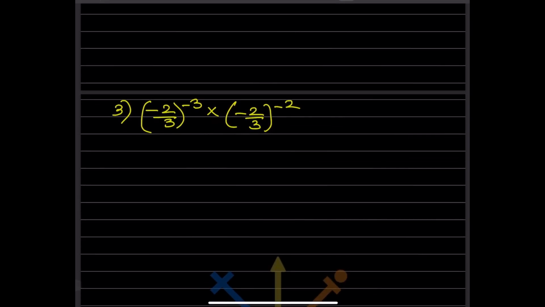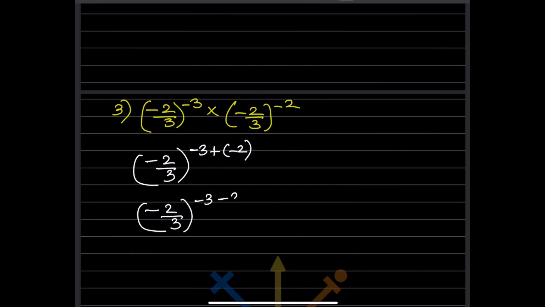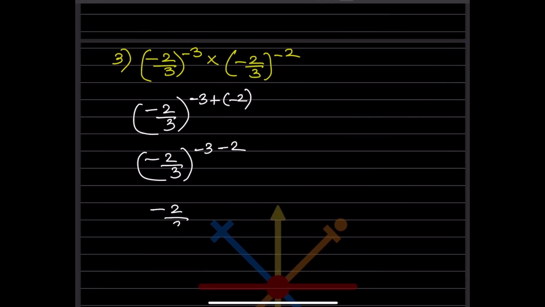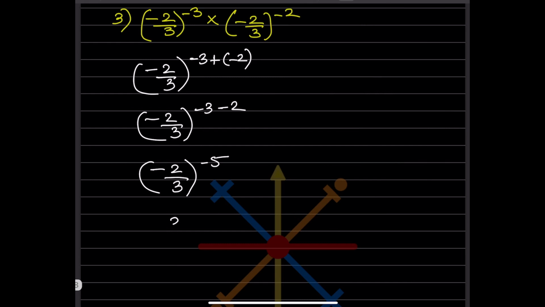Now let us see for this one. So now what we can do here, we can see that the base is the same. So we are going to use the rule a raised to m into a raised to n is a raised to m plus n. So now what will you do here? Minus 2 by 3, and this you are going to add. So that will be minus 2 by 3 raised to minus 3 minus 2. So this will be minus 2 by 3 raised to minus 5. Now you can see that the exponent is negative, so you are going to flip over this one. So it is going to be 3 by minus 2 raised to 5.